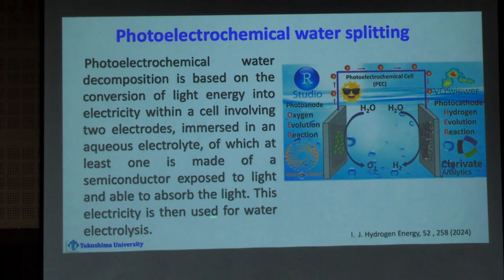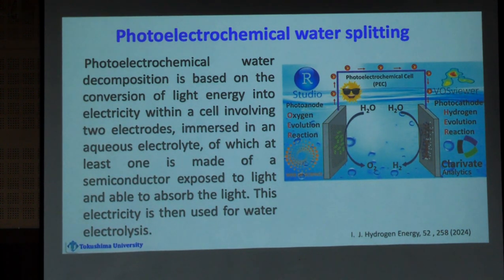This electricity is then used for water electrolysis. Like when this light passes, the charge is excited. Charge excited means movement of charge. So this charge is initiated by this light, okay? The positive and negative charges are excited by this light.